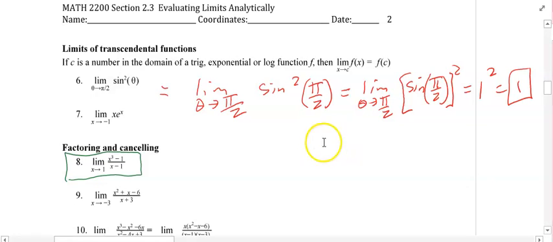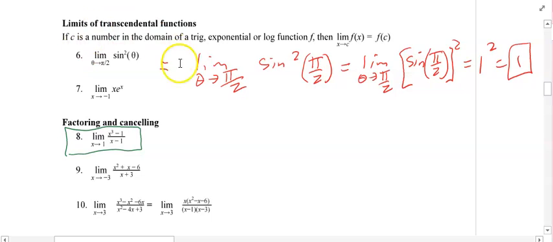Okay, so let's try that with a transcendental function. Limit as theta approaches pi over 2 of sine squared pi over 2. That will be plug in pi over 2 wherever we see theta, right?